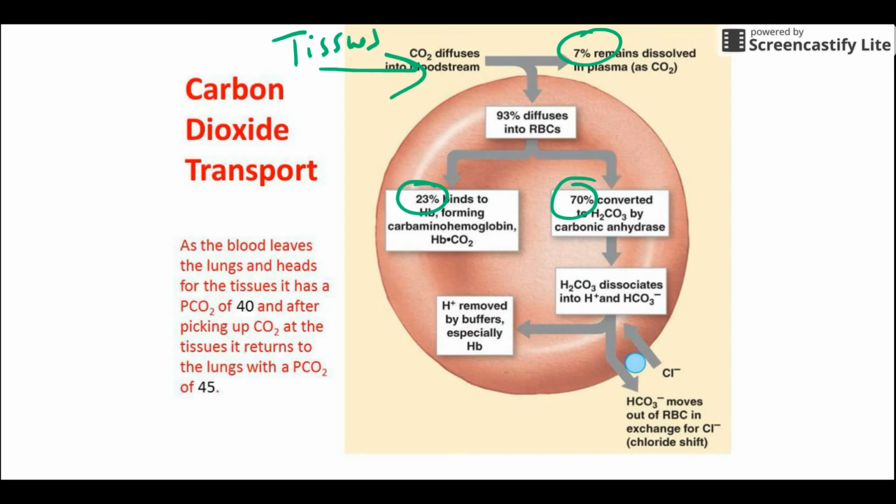When it gets to the lungs, we just reverse this whole process, so it converts back into CO2 that we can actually exhale out of the lungs. So carbon dioxide transport, super easy. 7% dissolved, 23% bound to hemoglobin. Remember, different binding spots on the hemoglobin, but still binding the hemoglobin, and 70% converted to carbonic acid.